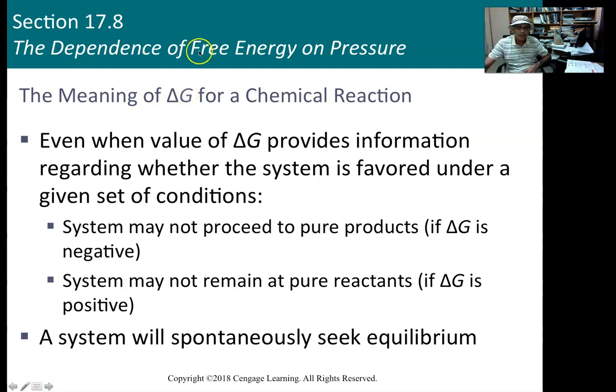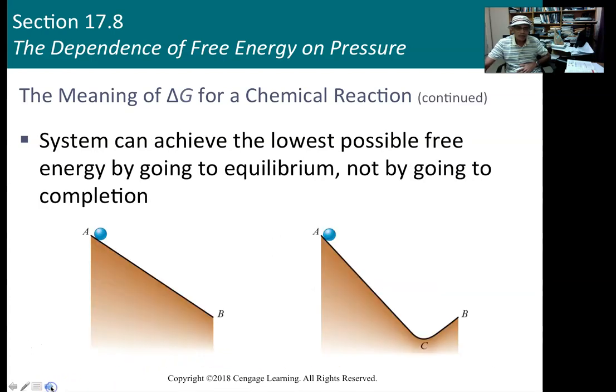So, the dependence of free energy on pressure. Let's look at the meaning of delta G. Even when the values of delta G provide information regarding whether the system is favored under a given set of conditions, the system may not proceed to pure products, and the system may not remain as pure reactants. So a system will spontaneously seek equilibrium. So how does it do that? The system can achieve the lowest possible free energy by going to equilibrium, not by going to completion.